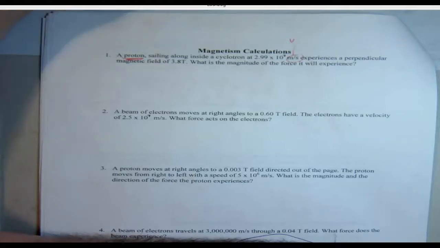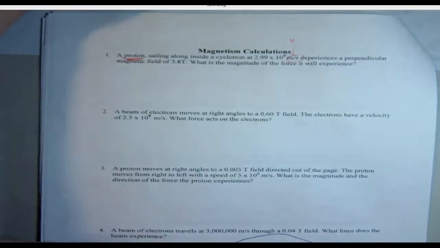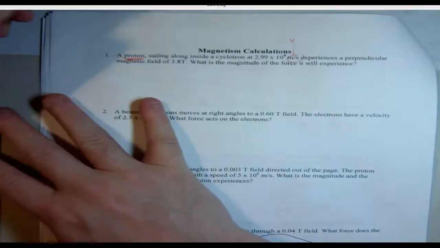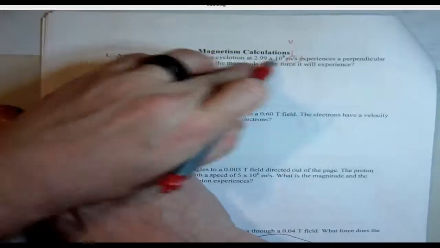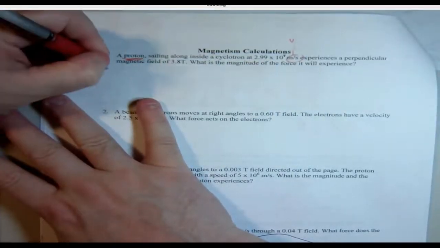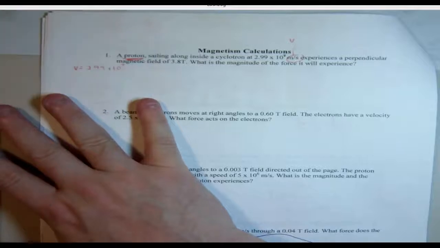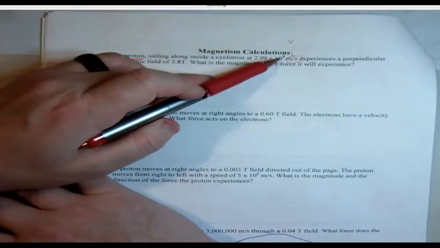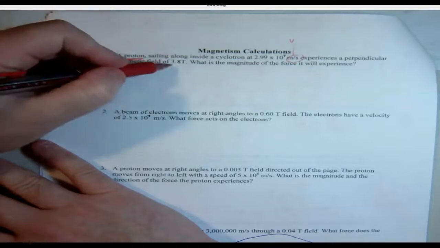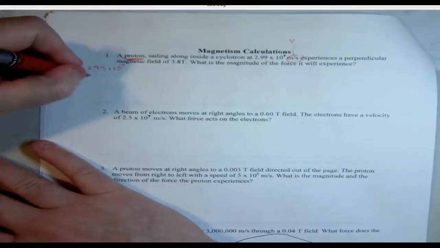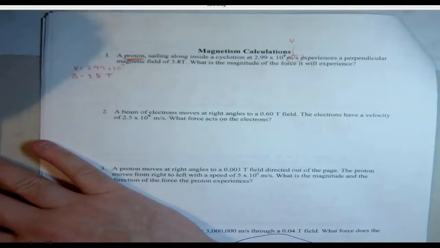So, again, with all these, before you get freaked out and ask questions when you don't need to yet, we write down what we got. Number one, I see velocity, right? So, velocity equals 2.99 times 10 to the 7. I see magnetic field, right? That's B, equals 3.8 teslas. Awesome.